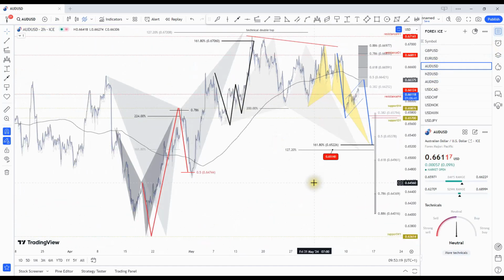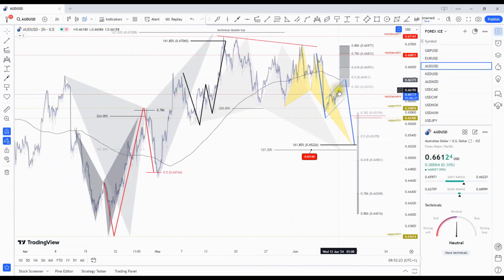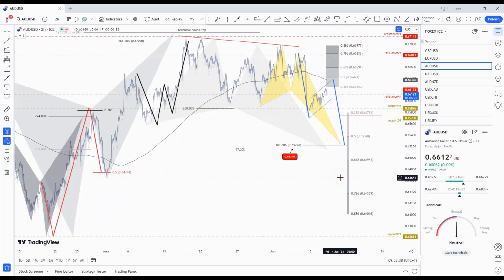Then we have the Aussie. We are forming a bearish flag pattern, at least it looks like a bearish flag pattern. I assume the market will break in the direction of the previous momentum or a previous swing. And that being said, I'm waiting to see more bearish momentum also for the Aussie.